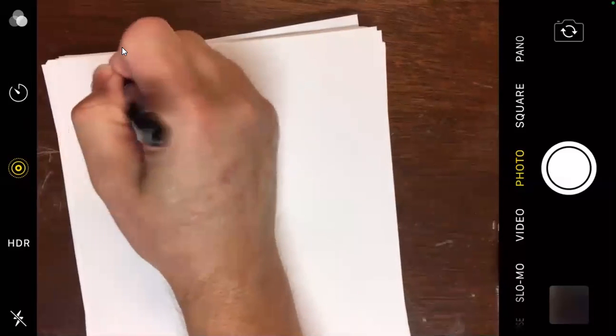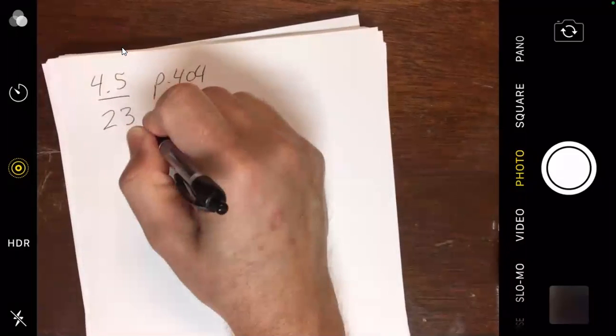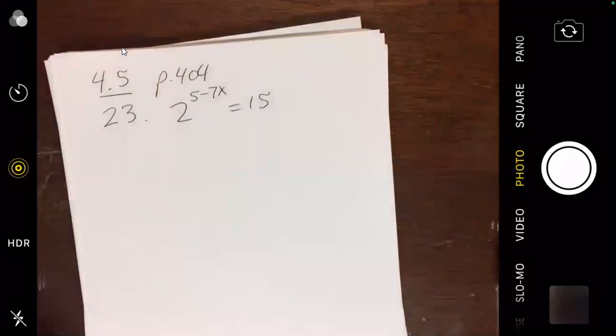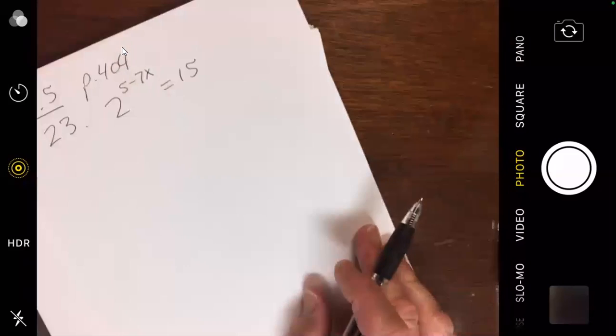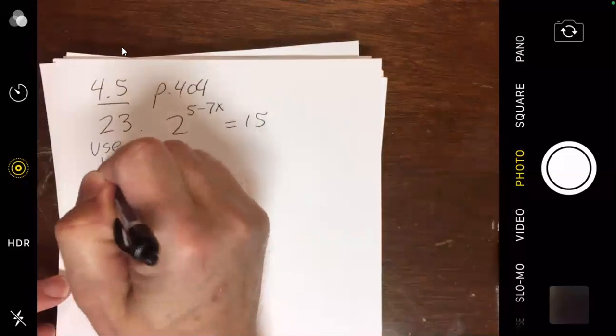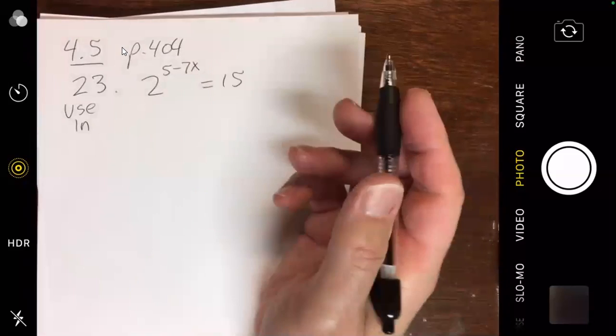All right, so for 4-5, I try to remember the ones I've already done. I won't totally repeat them. Why don't we try one like number 23? It says 2 to the 5 minus 7x equals 15. And once again, I'm going to use ln, even though it doesn't match either of these bases, rather than mess with logs of other bases.